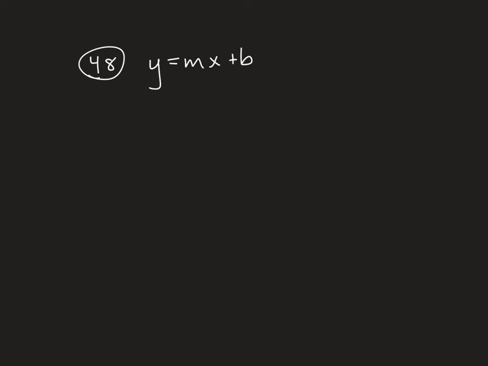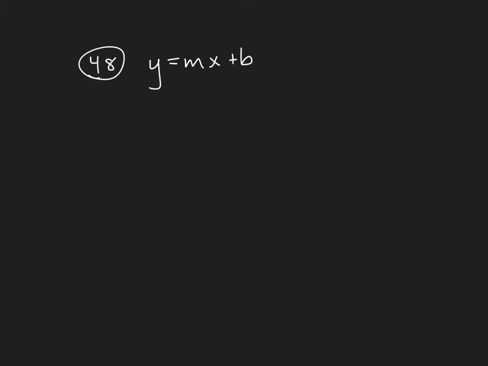This next one is a true or false problem, and we do have to justify our answer. So we can't just answer true or false. That's only the first part. We have to justify and give a reason behind why we decided true or false. So it says the slope of a line perpendicular to this line is 1 over m.